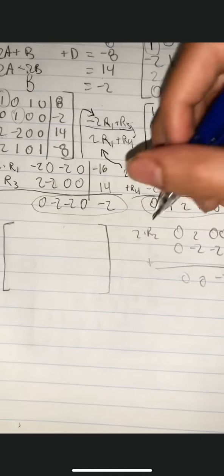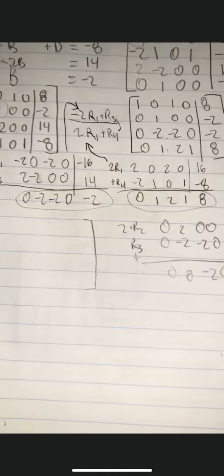So first, 2 times R2, which will be 0, 2, 0, 0, and then negative 4. Then negative 2, negative 6, and then 0, negative 2, negative 2, 0. So we're going to be adding. So we got negative 6, 0, negative 2, this is 0, and 0. And this is R3.